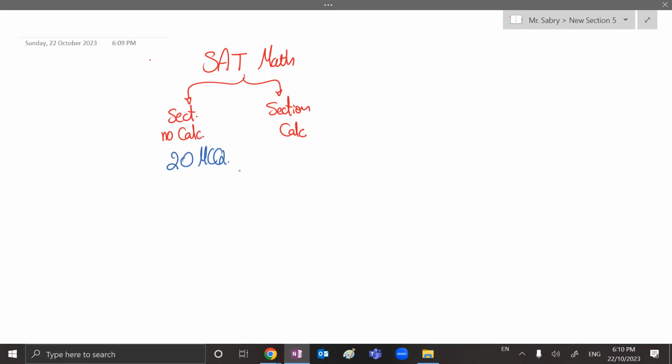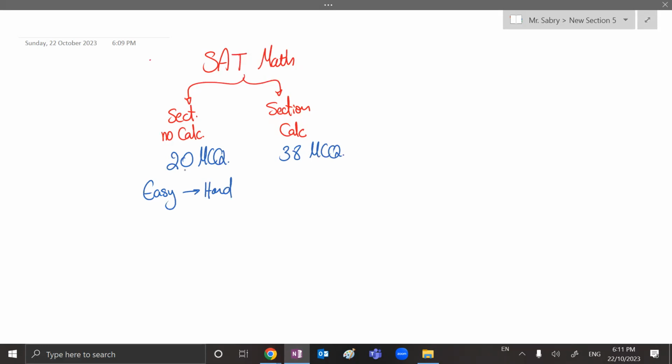All of those 20 multiple choices always start from easy and end up hard, but that doesn't mean the last question has to be hard. It just means that generally the questions tend to go harder. But you could find easier questions somewhere in the middle. For the part with the calculator, you have a total of 38 MCQs as well. So that's a total of 58 questions.